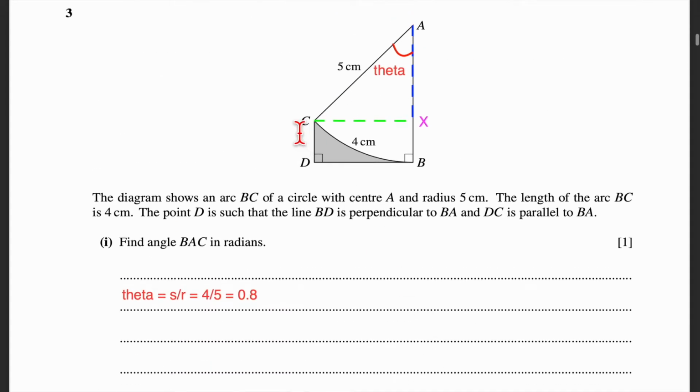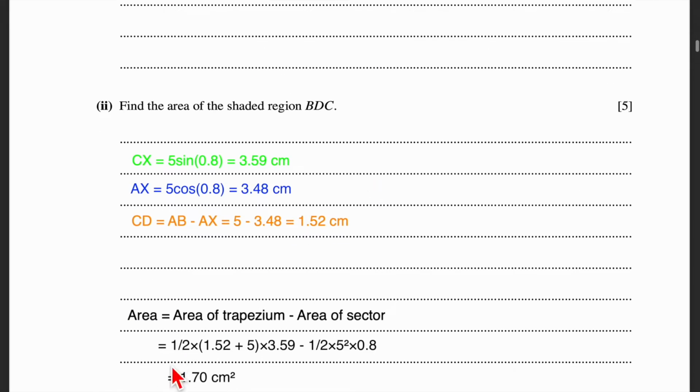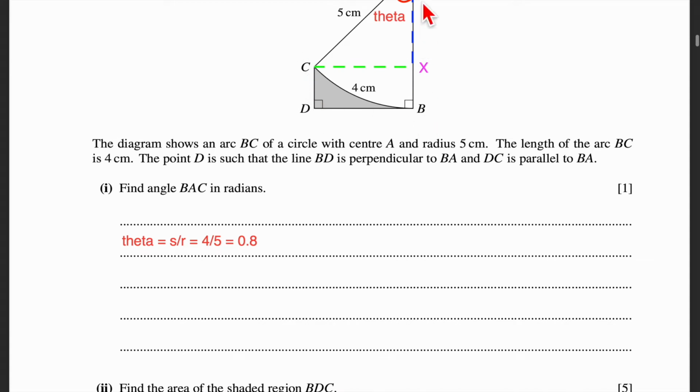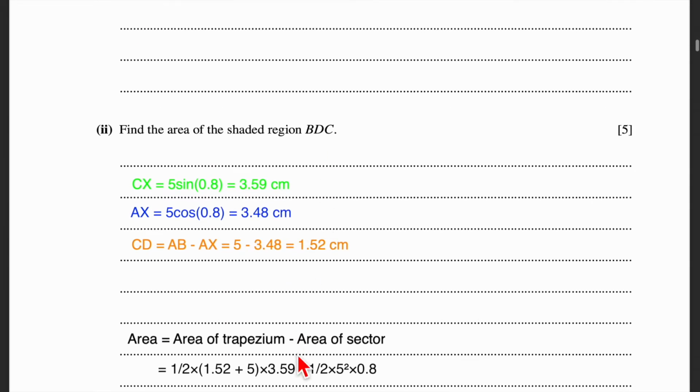I think I have all the ingredients now. I've got the length of CD, one of the parallel sides. The other parallel side is 5 because it's a radius of the big circle. And I've got the distance between them, which is the green. That's enough to work out the area of the trapezium. And the formula is like this: 1/2 times the sum, so add them together, of the 2 parallel sides, the 1.52 there and the 5 here, multiplied by the distance between them, which was the green number, and that will give me the area of the trapezium.